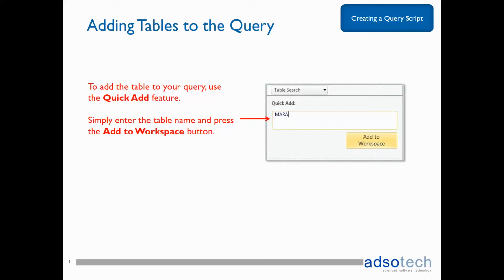So, the first thing we will need to do is add some tables to our query. There are a few alternative ways you can go about doing this. If you already know the name of the table, you can simply type it in the quick add box and press the Add to Workspace button.